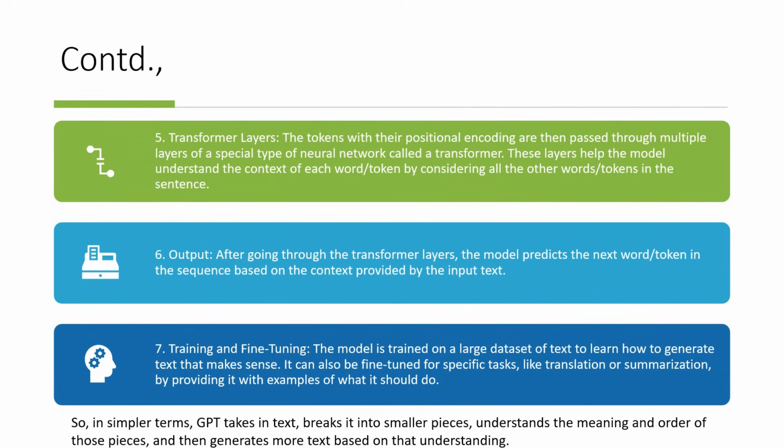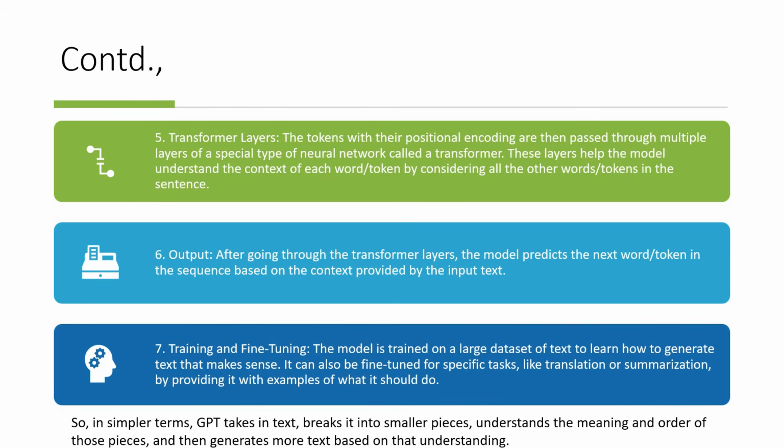Now comes the next step, transformer layers. The tokens with their positional encoding are then passed through multiple layers of a special type of neural network called a transformer. We discussed what it is. These layers help the model understand the context of each word or token by considering all the other words or tokens in the sentence. And comes the output now. After going through the transformer layers, the model will be able to predict the next word or token in the sequence based on the context provided by the input text.